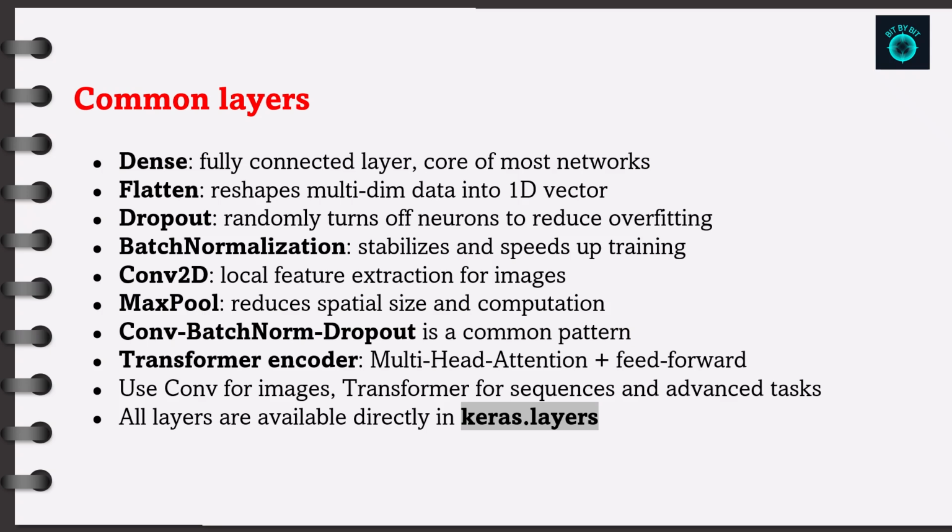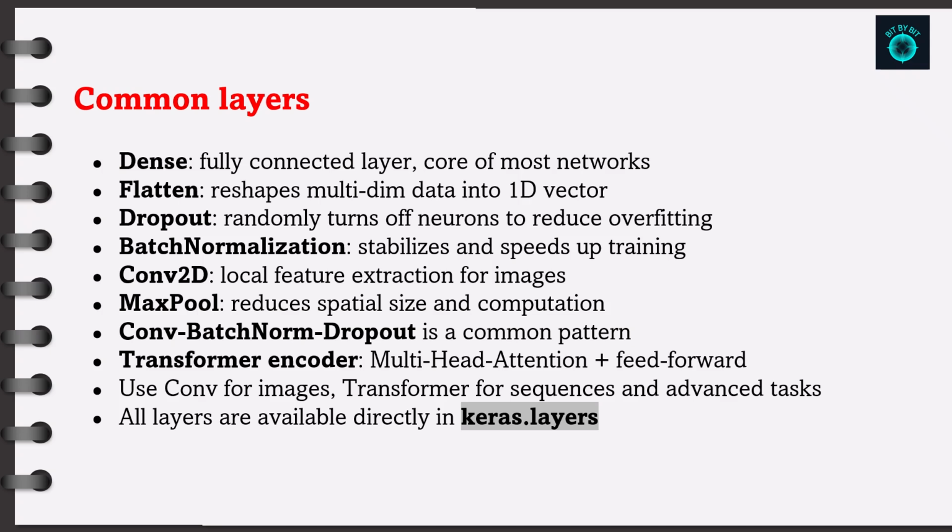Dropout is a regularization layer. It randomly deactivates a fraction of neurons during training. This helps the model generalize better and prevents overfitting. Batch normalization normalizes data between layers. It keeps activation stable and allows faster and more reliable training.